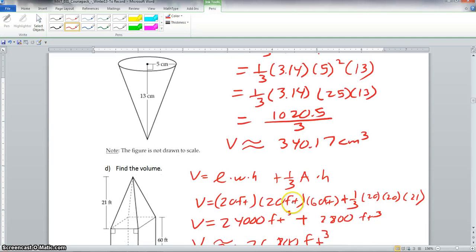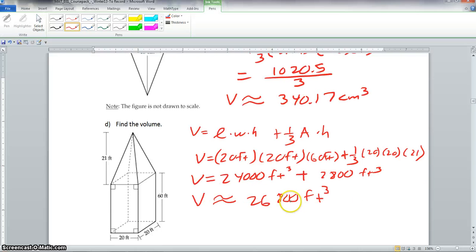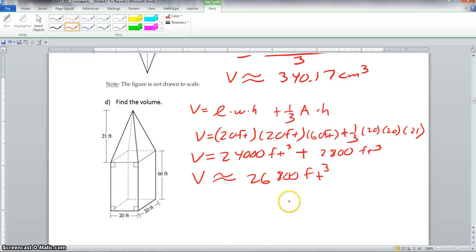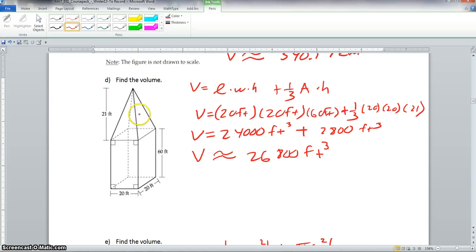Now we move on down here to D, where it says find the volume. Now what we have here is a pyramid over a rectangular prism. So we'll take the rectangular prism, which is length times width times height, plus 1/3 of the area times the height, which we did for the pyramid. So the length is 20, the width is 20, and the height is 60. So 20, 20, 60. And that will give us 24,000 cubic feet.